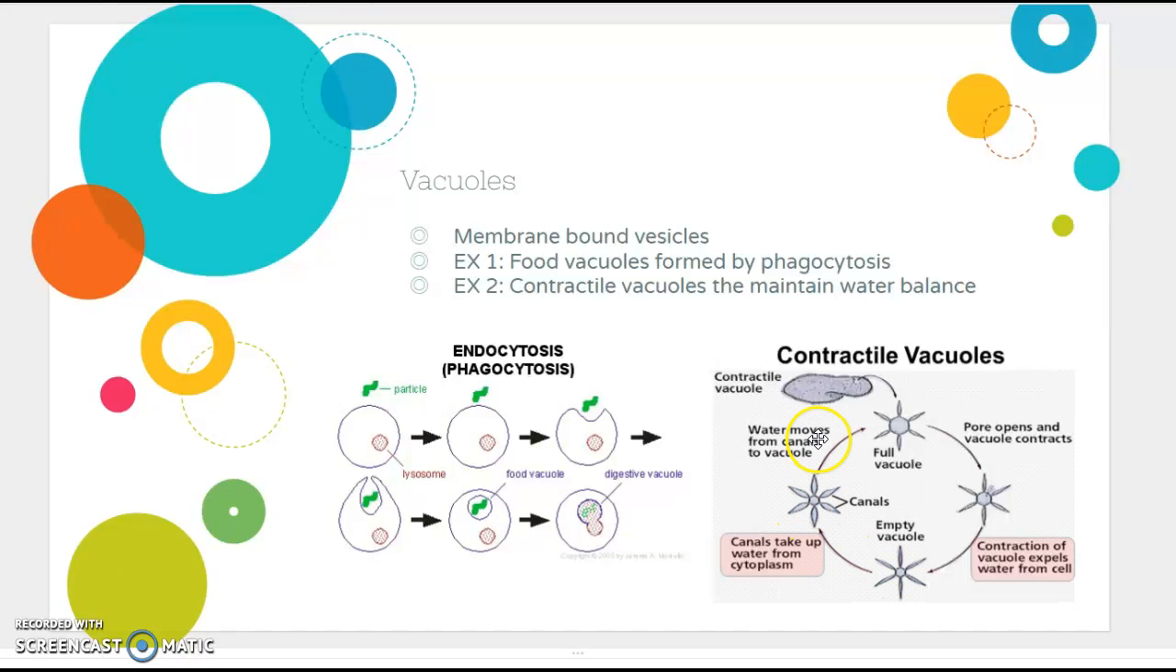The contractile vacuole example shows water. So basically water moves into the vacuole until it's full. As the vacuole contracts, the water is expelled, and then it can take in more water.